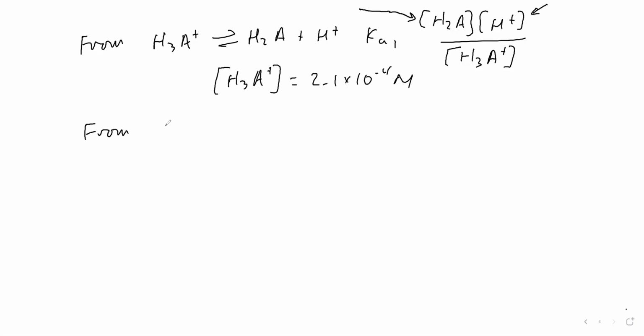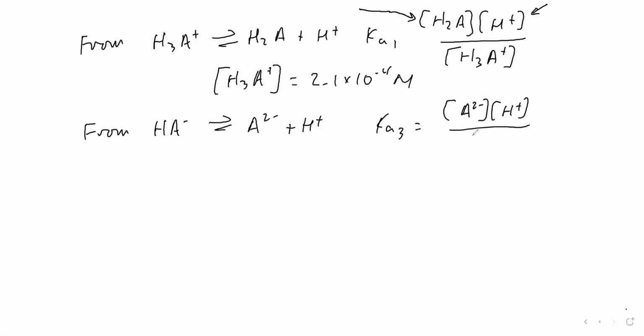From the third dissociation then, HA minus makes A2 minus and H plus, and our Ka3 is going to be that. And again, we know our H plus, we know our HA minus, we know our Ka3, and we can calculate A2 minus. And when I did that, I got 1.05 times 10 to the minus 7th molar. So in a nutshell, those are problems 7 through 11 on the aspartic acid handout. Thanks for listening.